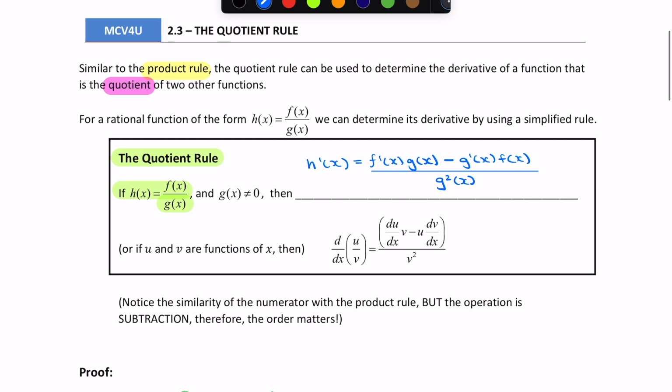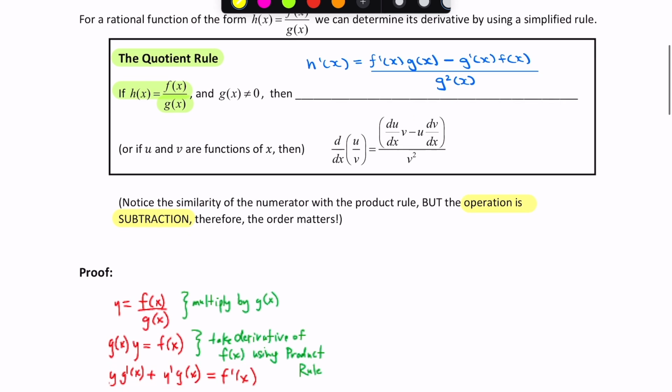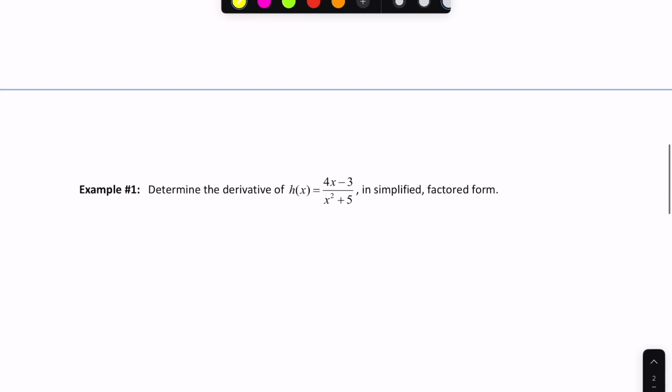If we want to write it another way, if u and v are functions of x, then d over dx of u over v is equal to du over dx times v minus u times dv over dx, all over v squared. Notice the similarity of the numerator with the product rule, but the operation is subtraction. Therefore, the order matters here. There's a proof there if you want to take a look at that.